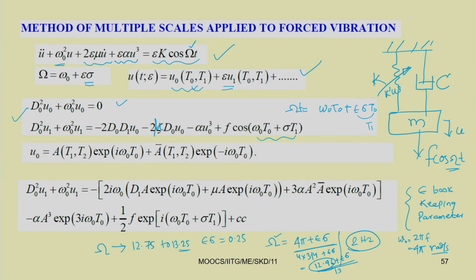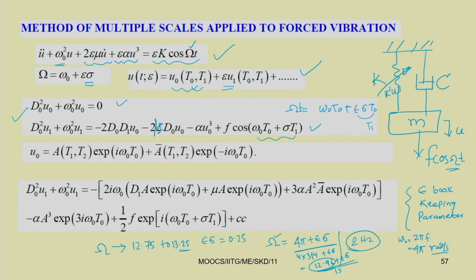Initially this a is not a function of t0, because D0 squared u0 plus omega0 squared u0 equal to 0, and its solution a should not be a function of t0. Knowing this u0, you can substitute it in this expression. By substituting u0, we can write D0 squared u1 plus omega0 squared u1 equal to minus 2 i omega0 D1 a e to the power i omega0 t0 plus mu a e to the power i omega0 t0 plus 3 alpha a squared a bar e to the power i omega0 t0 minus alpha a cubed e to the power 3 i omega0 t0 plus half f.